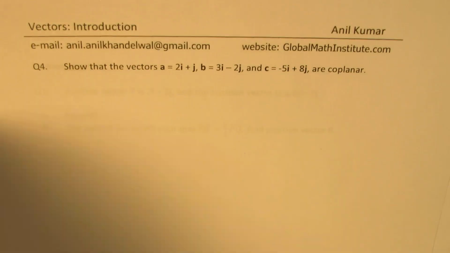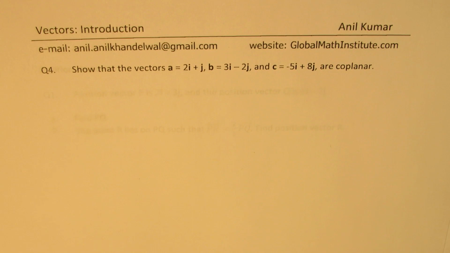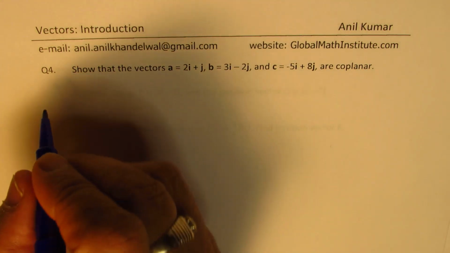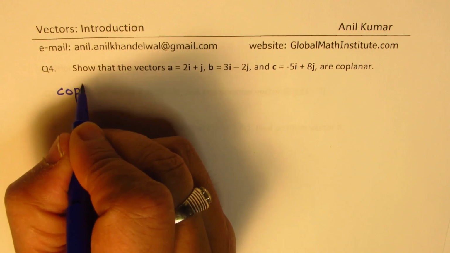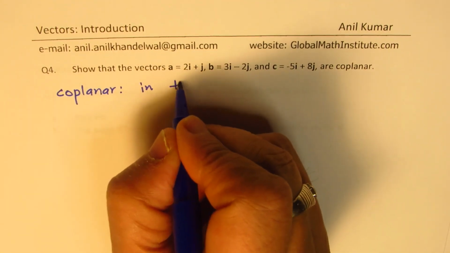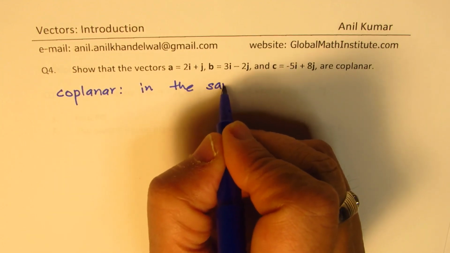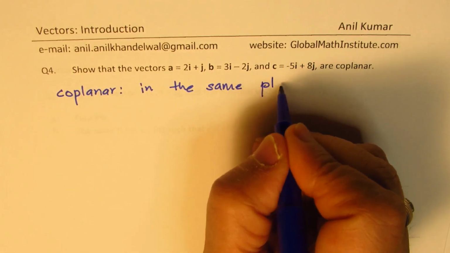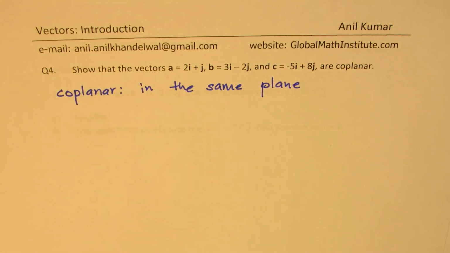Question number 4. Question number 4 is: show that the vectors A, which is 2i plus j, B, which is 3i minus 2j, and C, which is minus 5i plus 8j, are coplanar. Now, what do you understand by coplanar? Coplanar means same plane, in the same plane. You get an idea, right?